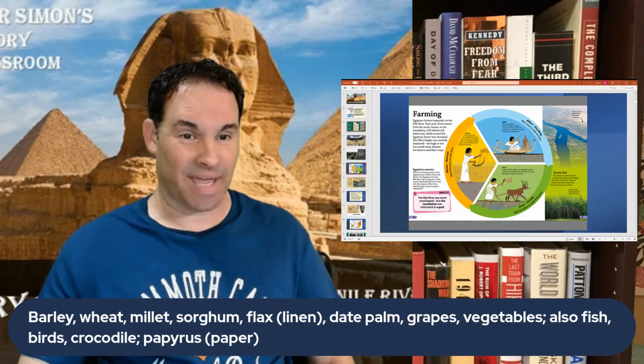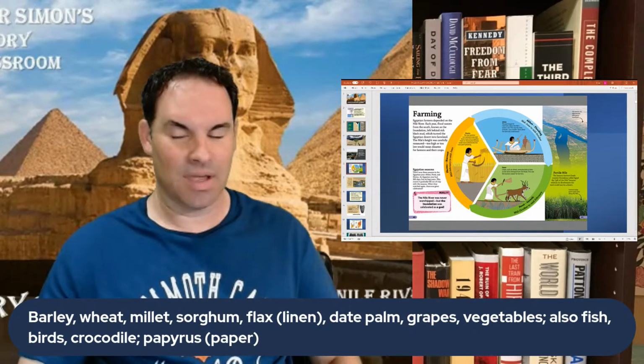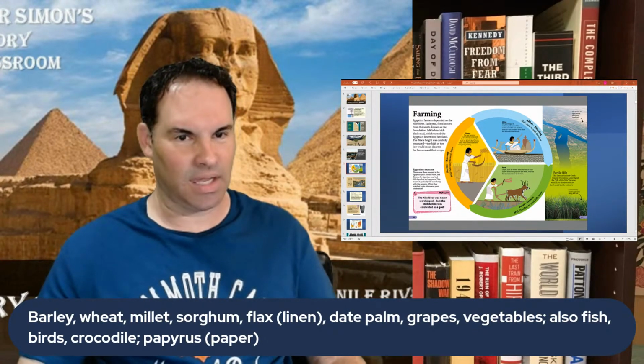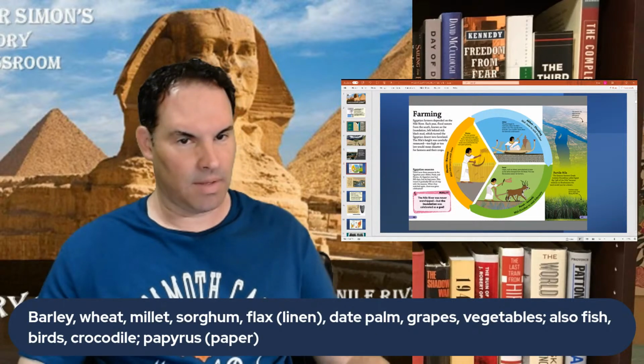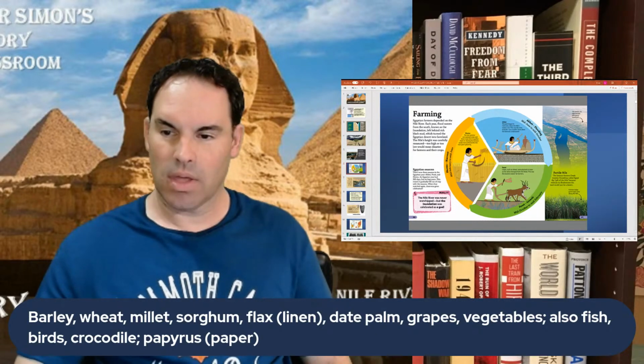Fish, they ate fish like catfish and things like that. They had it back then. Different kinds of birds, they could eat. Crocodile, they used the leather from the crocodile, the meat from it as well.